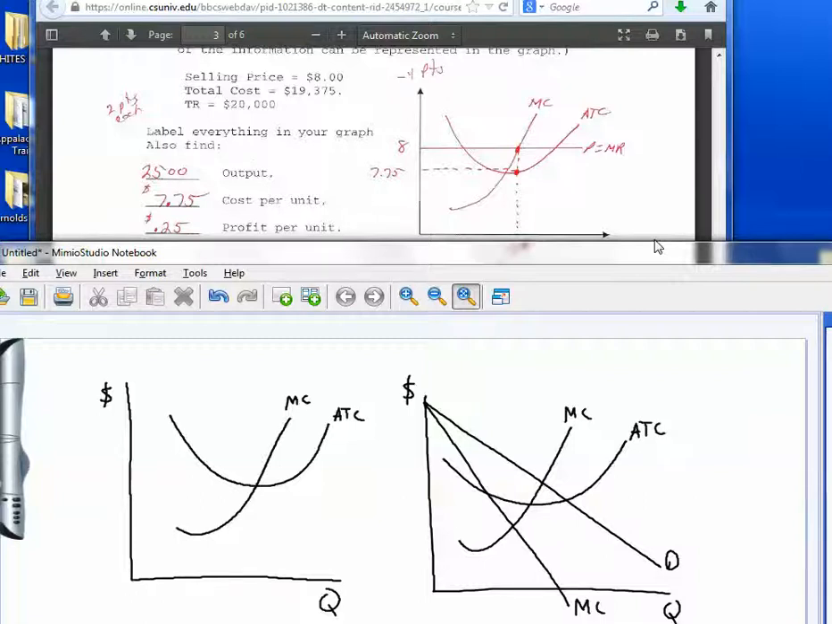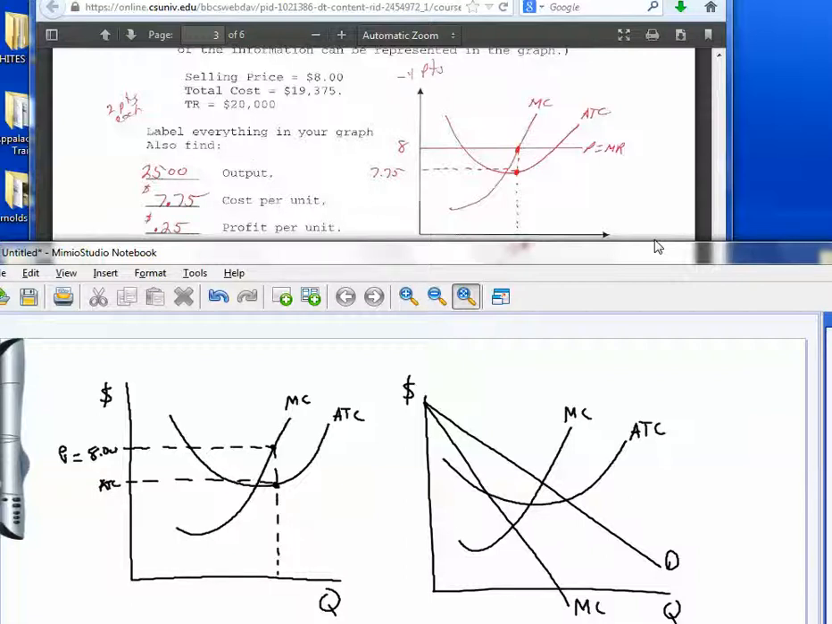Well, the selling price is $8, so that's up here somewhere, $8. And then you know the firm's output is going to be where marginal cost hits the price. So this is the price here. Average total cost is this. That's average total cost.